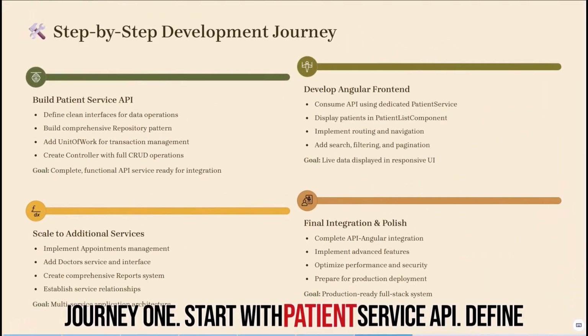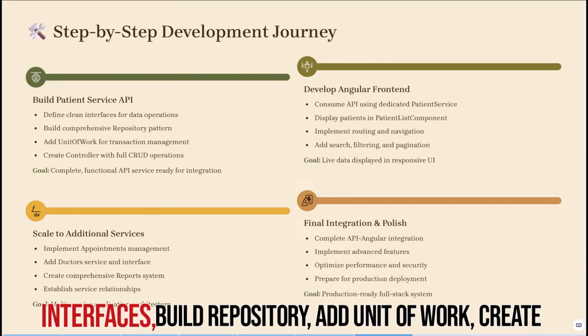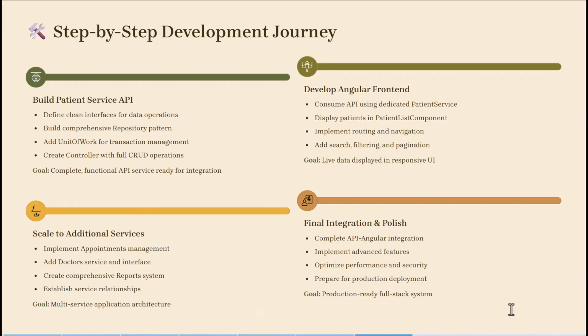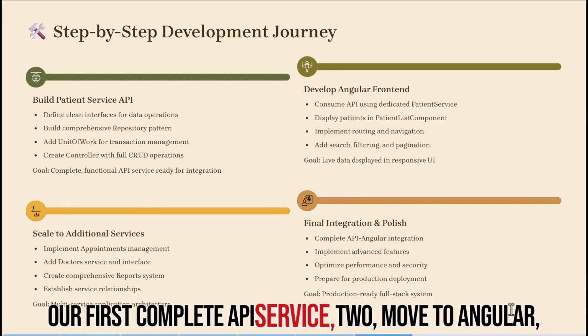Step-by-step journey. 1. Start with the patient service API. Define interfaces. Build the repository. Add unit of work. Create the controller. Implement create, update, read, and delete. Goal: our first complete API service.